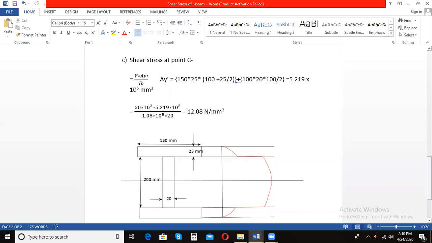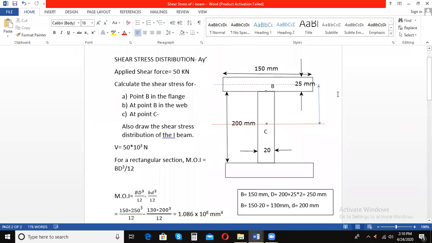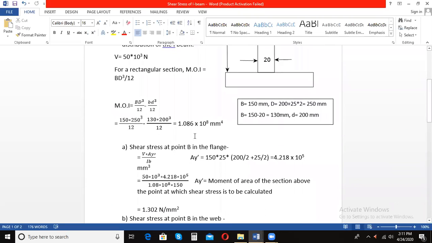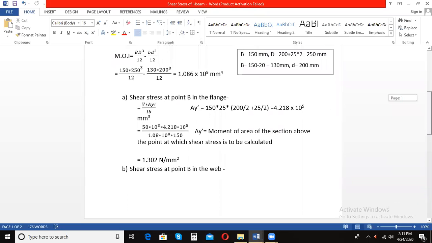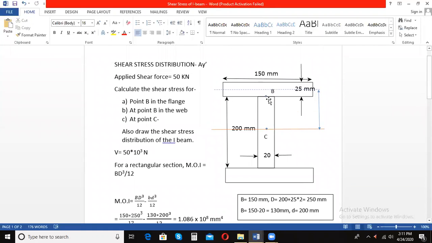So, we were calculating the shear stress of an I-beam at different points in different sections. In the previous two videos, I had already explained how to calculate the moment of inertia for this I-beam, and we had also discussed what the terms in the shear stress formula, that is V, AY bar, and IB, mean. And in the second video, we had calculated the values of shear stress for this point B in the flange as well as in the web.